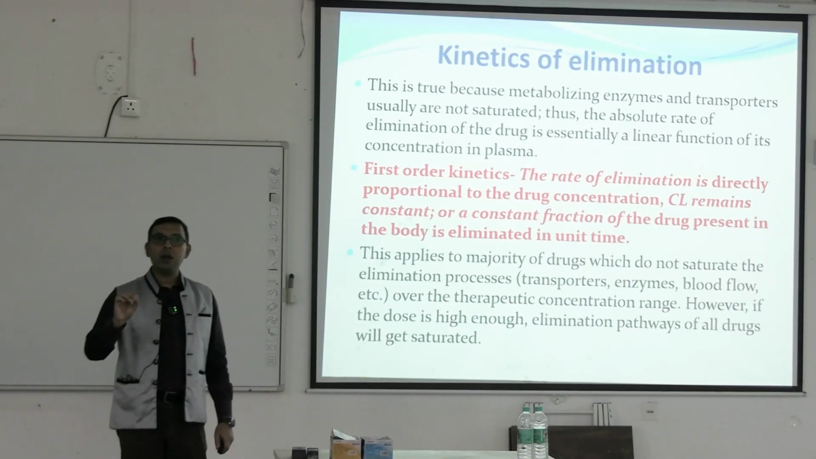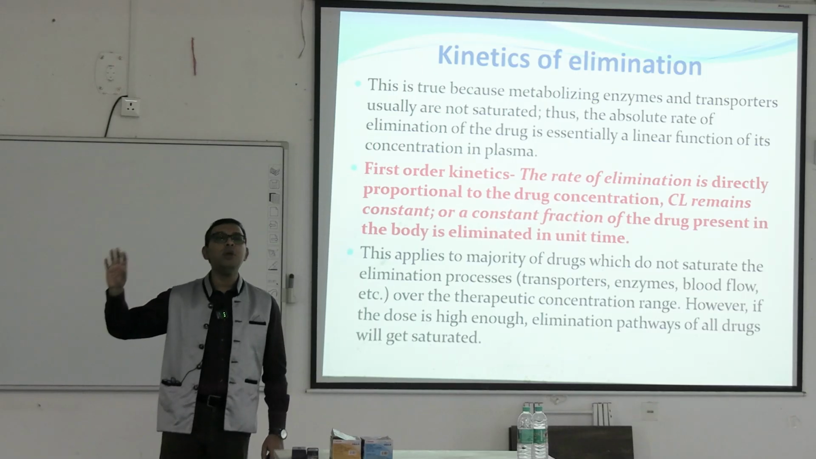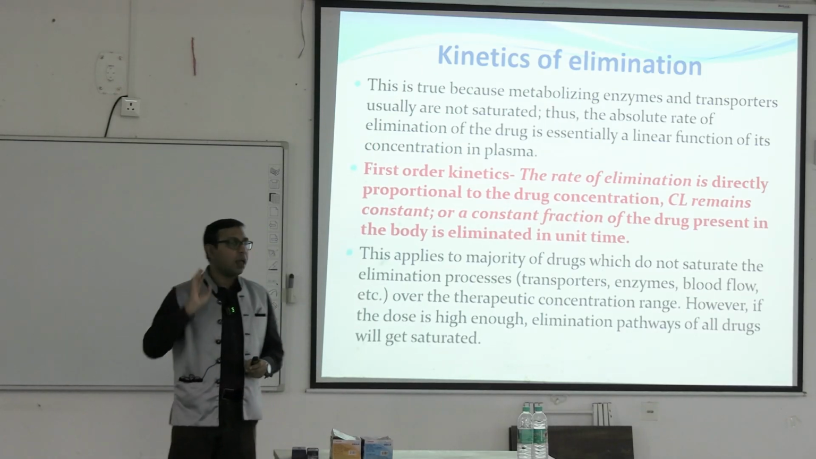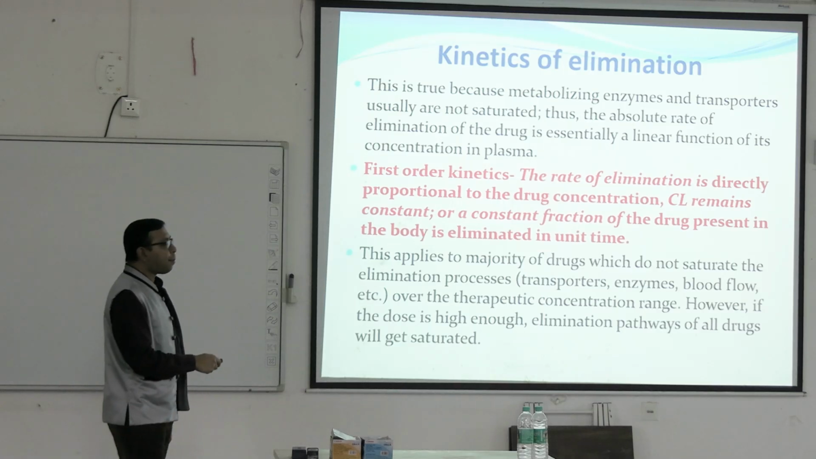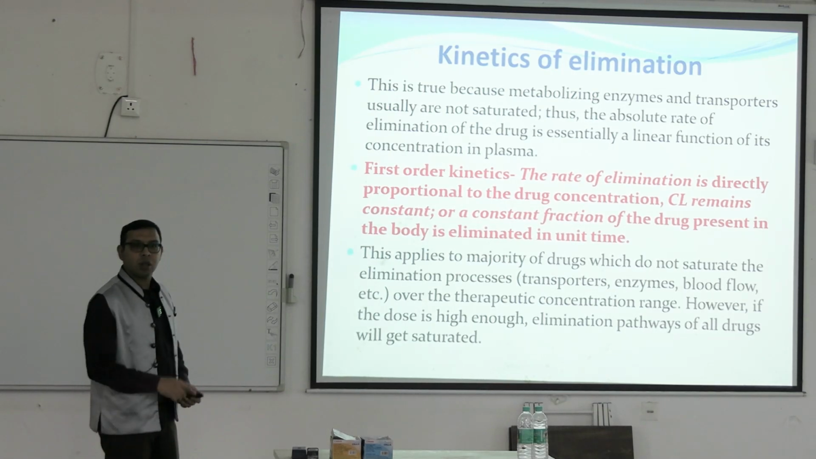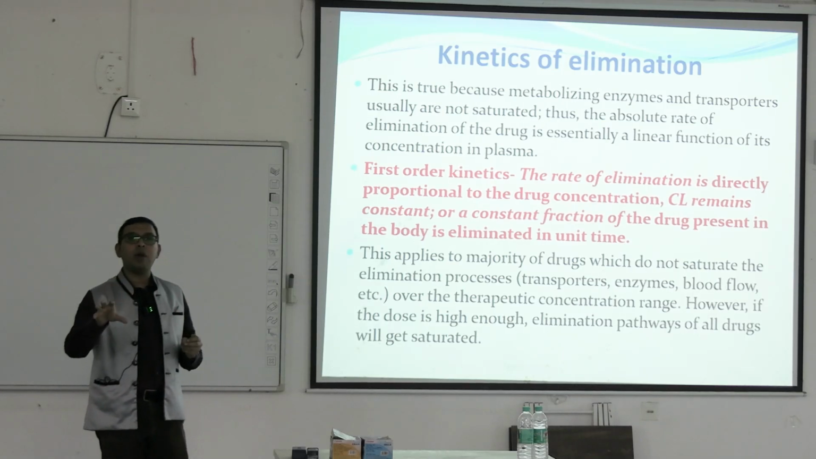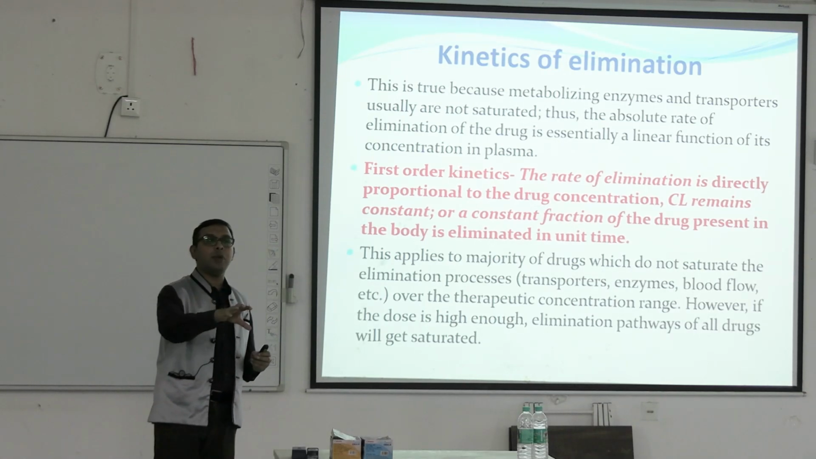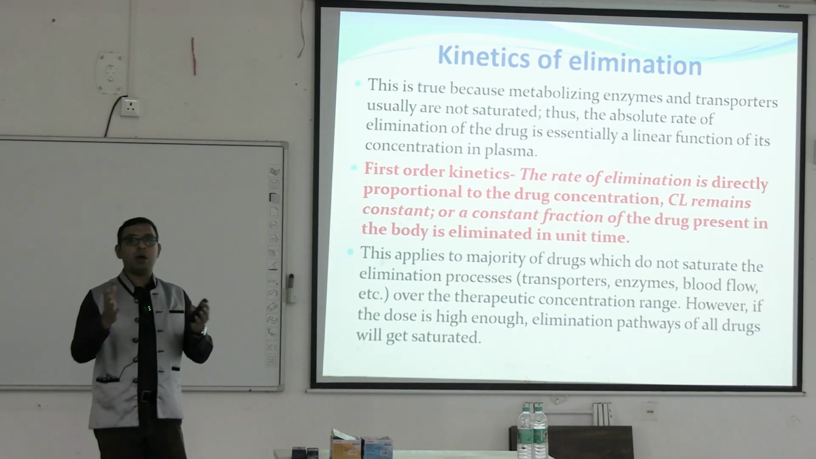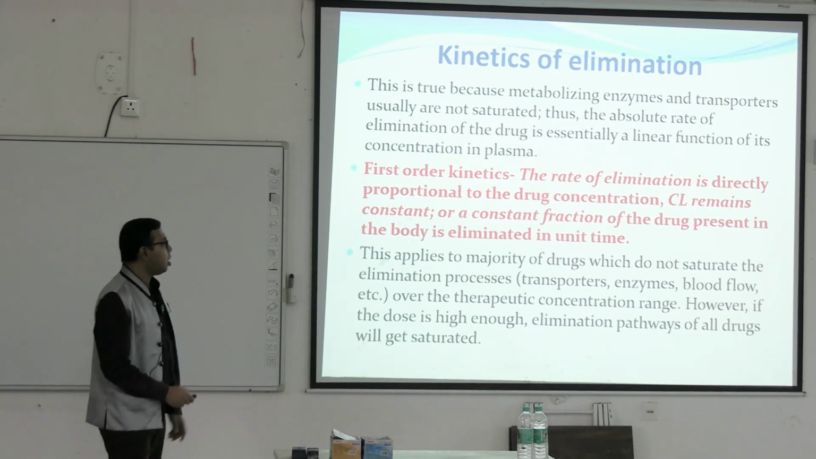Basically, in first order kinetics a constant fraction of the drug is eliminated in unit time. So in unit time, a constant fraction of the drug is eliminated. This applies to the majority of drugs, which do not saturate the elimination process. Already we have discussed saturation. Saturation means the transporter or the metabolizing enzyme that is needed for the metabolism or elimination is not available if the drug is given in very high doses.